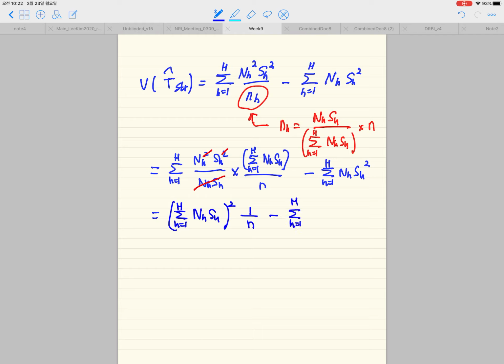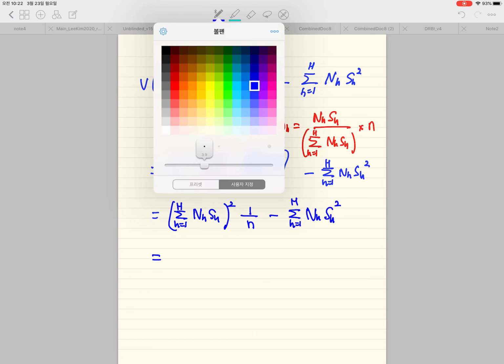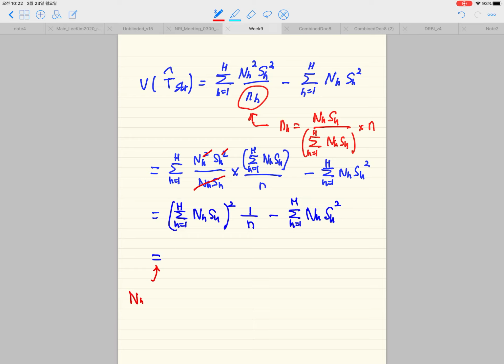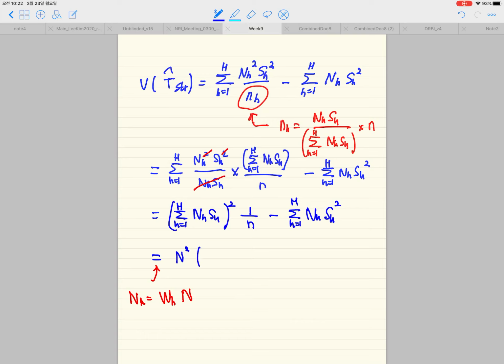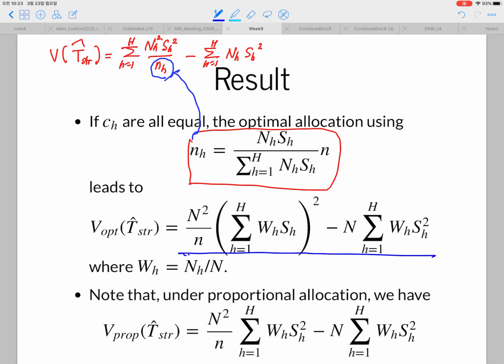minus, and then you may use N_h equal to W_h, capital W_h times N. Then you can use consistency. Okay, so then N squared over n, the square of the sum from h equal to 1 to H of W_h S_h, minus the second term. So this is another form of the formula, right? So this is the result.